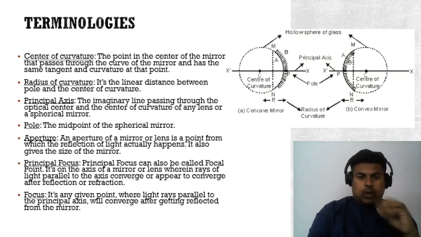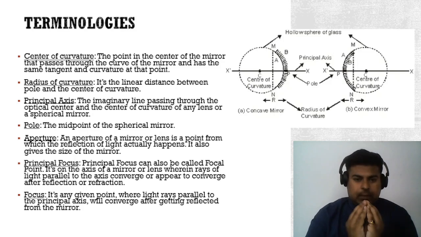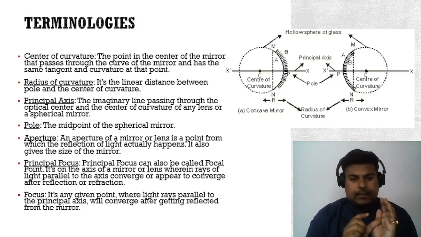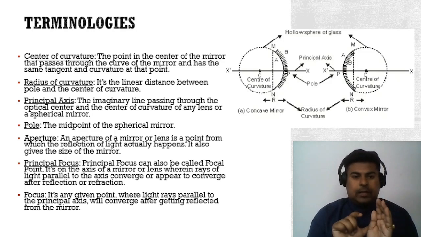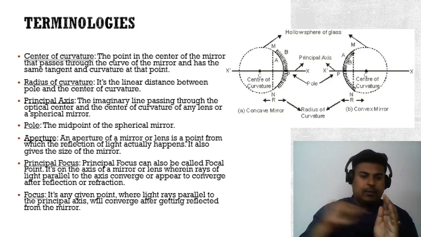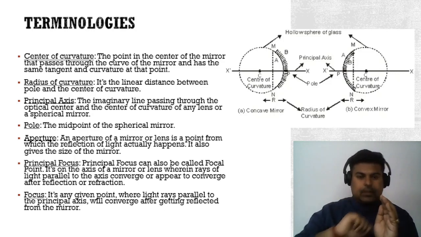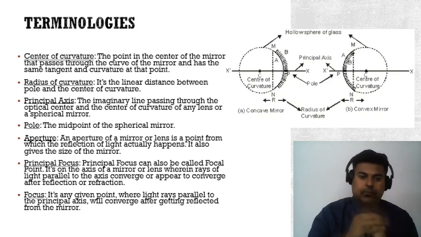So before drawing the ray diagrams, we need to know certain terminology and certain rules. What is the terminology? If this is a sphere, the center of the sphere is called the center of curvature. The distance from the center of curvature to the pole is the radius. This is the pole, this is the center. This distance is called the radius of curvature. The line passing through the sphere is called the principal axis. This is the aperture. In this case, the aperture is small. So in the small aperture case, we will consider that the radius of curvature is twice the focal length.